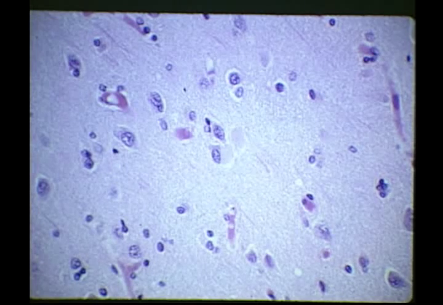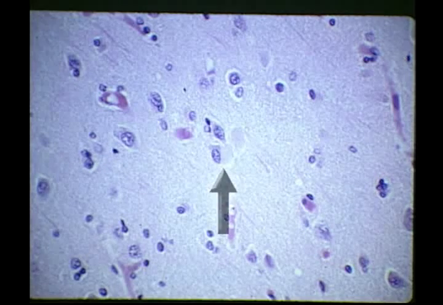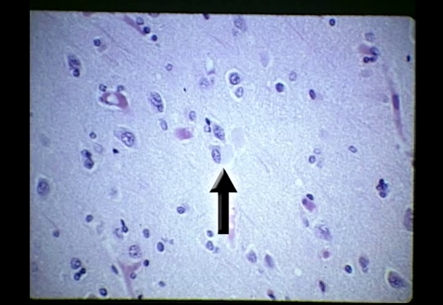Well, believe it or not, in the middle of this field, there actually is a Lewy body. However, it's almost impossible to see using the standard stains that we use in brain pathology. This is what is referred to as an H&E or hematoxylin and eosin stain. There is a Lewy body, and here it is pointed out by the arrow here. And as you can see, it blends in with all the rest of the tissue around it.